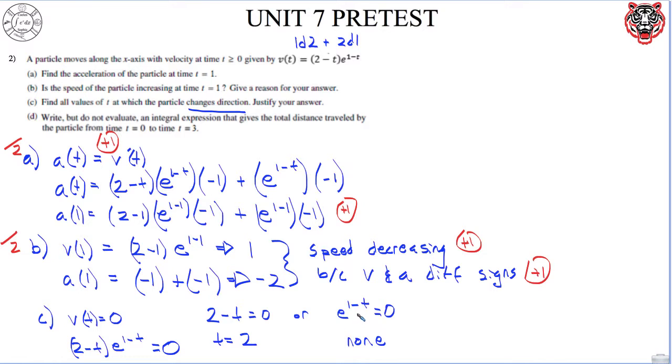So that's whenever the variable's in the exponent. Whenever the variable's in the exponent, that can't be 0. It's a good way to memorize it.